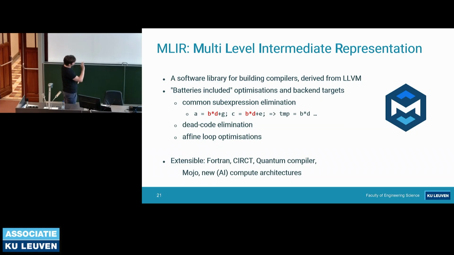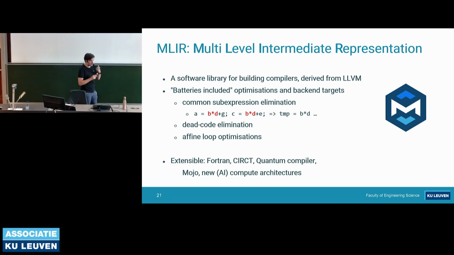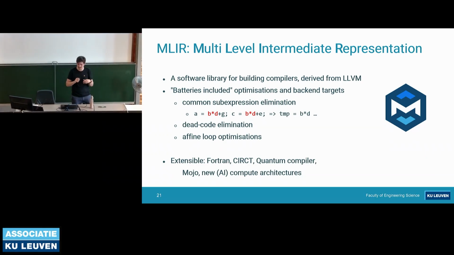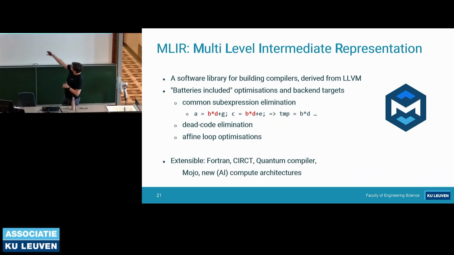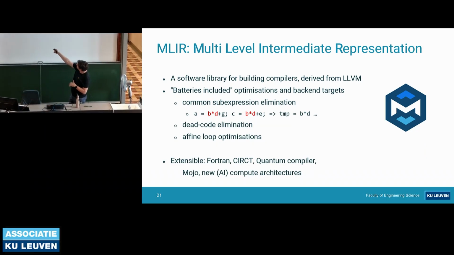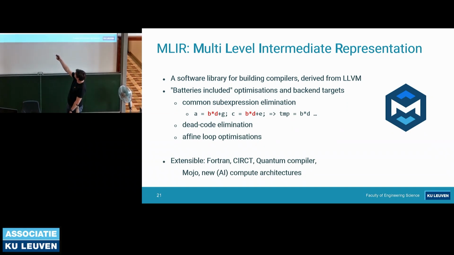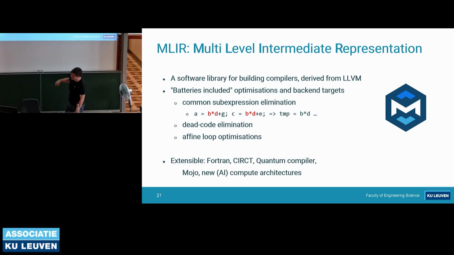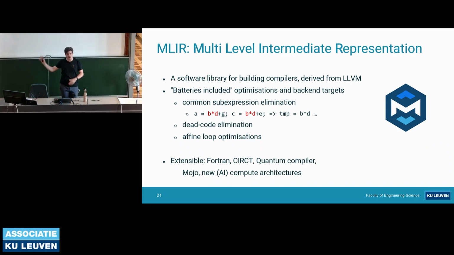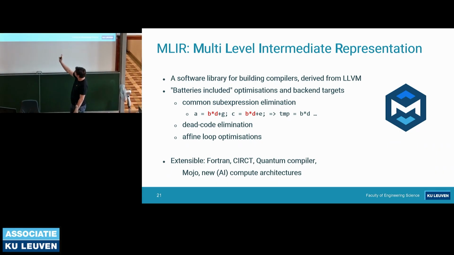But already MLIR gives a lot of existing optimizations that are 100% platform independent. One thing is, for instance, common sub-expression elimination. If you want to do B times D plus G, and B times D plus E, you don't want to do B times D two times. What you want to do is put that into a separate temporary variable, compute B times D one time, and then with the outcome of that variable, do it plus G, do it plus E, and then we can go on. These are algorithmic optimizations. These are not considered to be on the hardware at all.